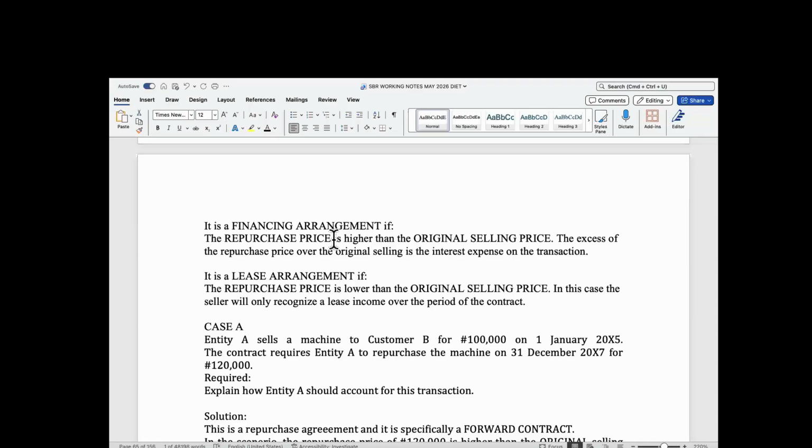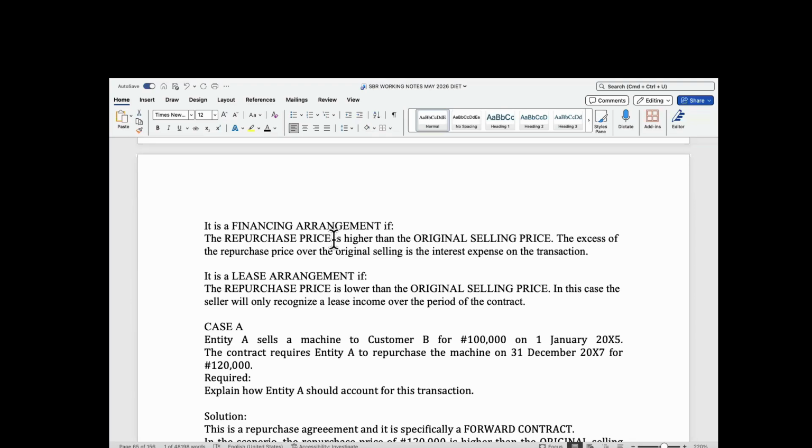Also, it is a lease arrangement where the reverse is the case, where the repurchase price is lower. Okay, so in this case, we are seeing it as if the seller just collected the goods from you. The money he gave you was like a deposit, which you are going to pay him back some of it. So he just wants to use the asset temporarily. So the differential is what you are going to recognize as income, as the lease income.